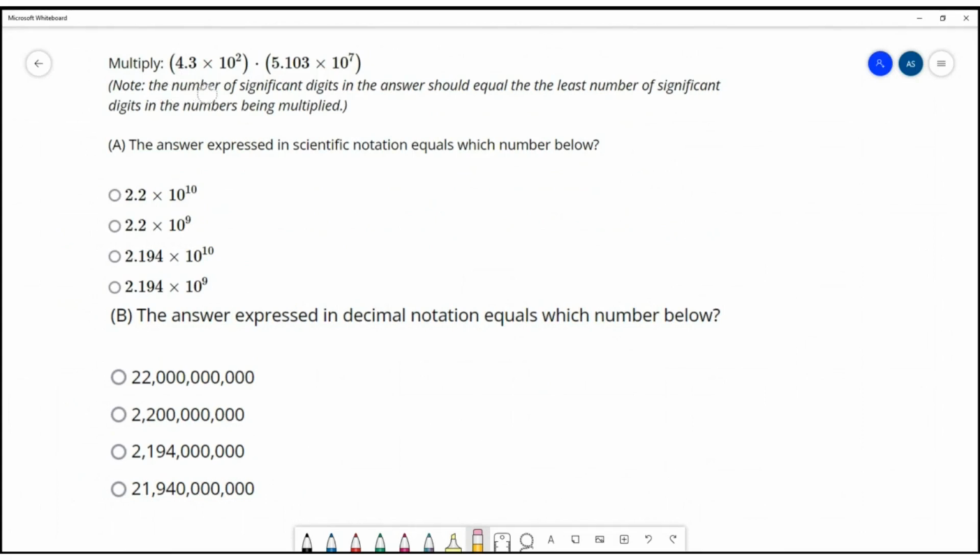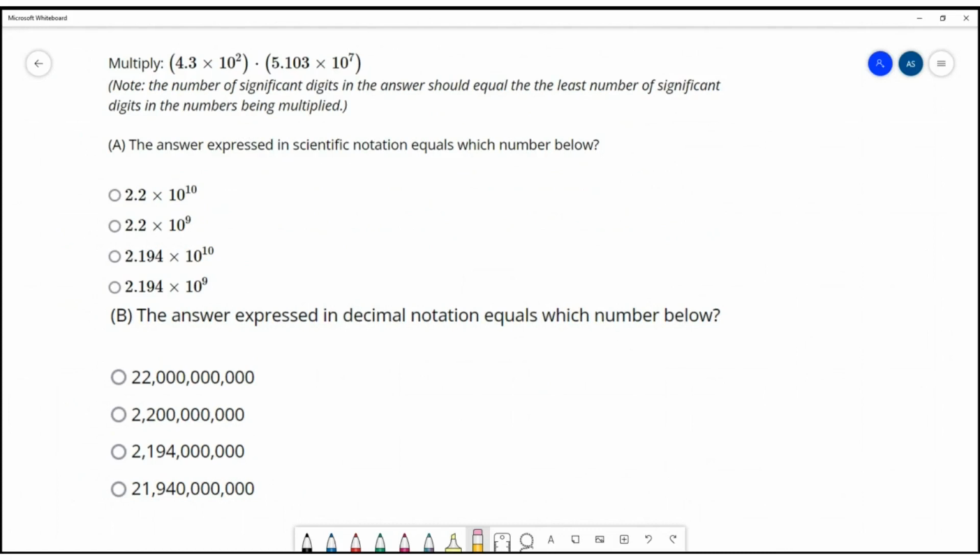There's a special note here that says the number of significant digits in the answer should equal the least number of significant digits in the numbers being multiplied. So we want to pay attention to those significant digits as we do the multiplication. We want to express this answer in scientific notation as well as in decimal notation.